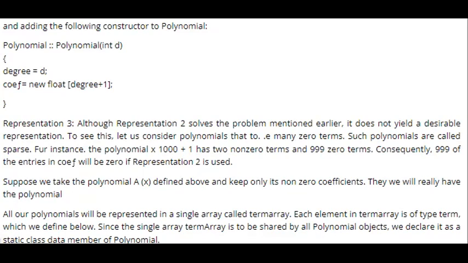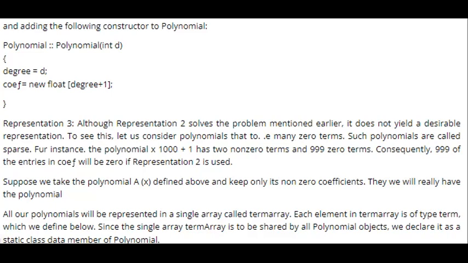So such polynomials are called sparse. If most of the coefficients are 0, then we can say it is a sparse matrix. For instance, the polynomial x to the 1000 plus 1 has two nonzero terms and 998 zero terms. Likewise, in a 4 by 4 matrix or a 100 by 100 matrix, if most of the numbers are zeros and only one element is one, then we can say it is a sparse matrix.